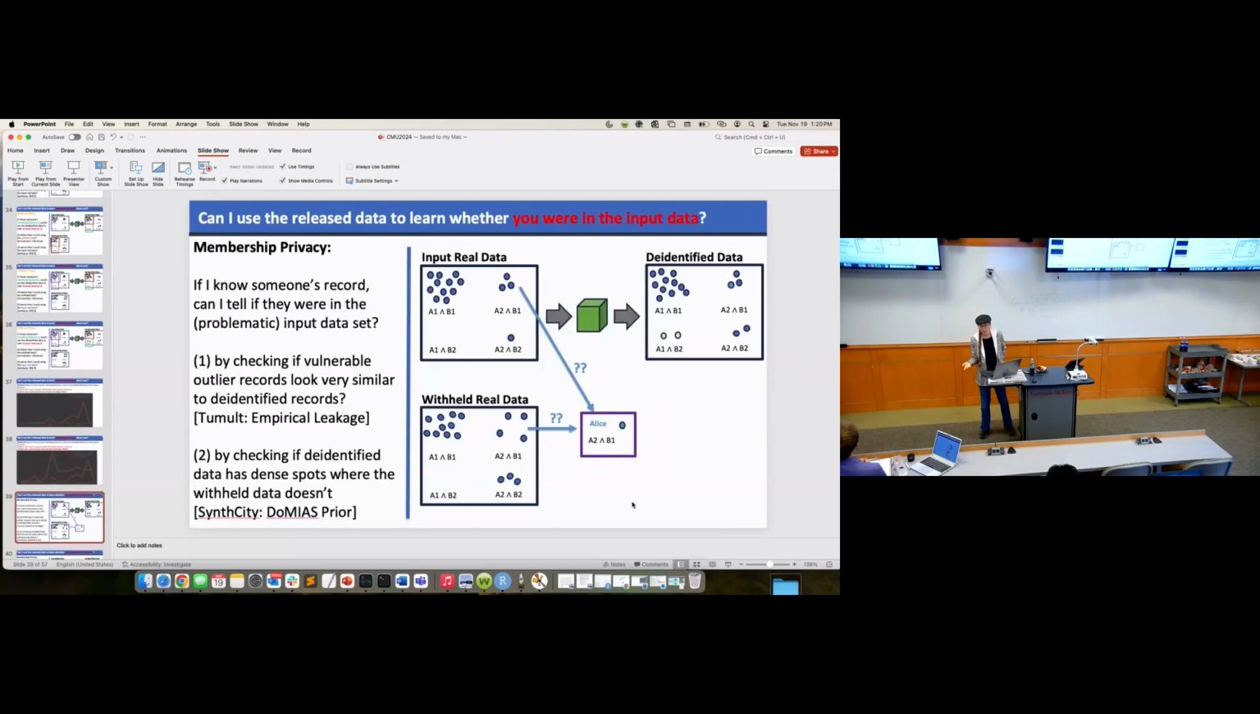Membership inference. You guys are familiar with membership inference, right? This is, can I determine if you were in the data fed into the model versus in the withheld data for a specific record? For Tumult, they have an empirical privacy leakage metric looking at whether, if you are a vulnerable outlier record, if there's not a lot of people like you, not in the big clump, you're out here, are there in the de-identified data people who look a lot like you, such that I might infer that you were there?